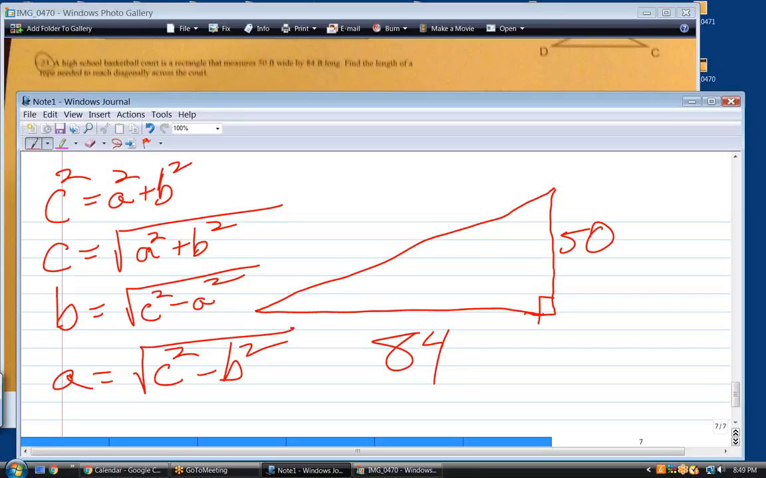You probably are going to need your calculator for this one. Square 84, add it to the 50 squared, take the sum and take the square root of it. And that gives me that hypotenuse. He's almost done.